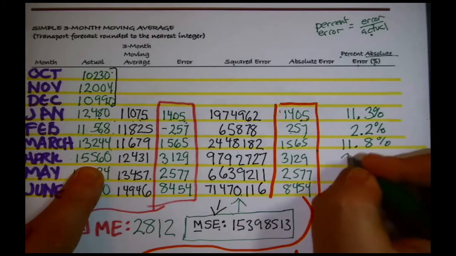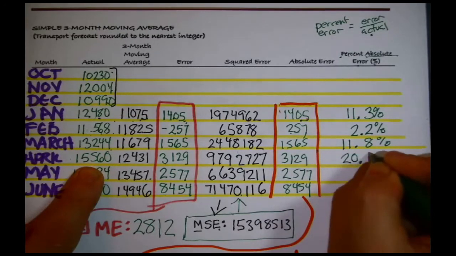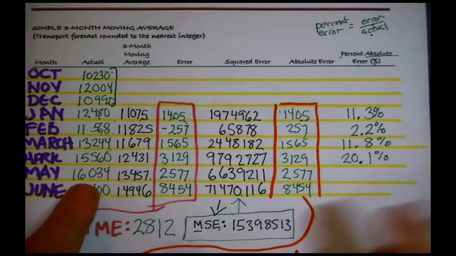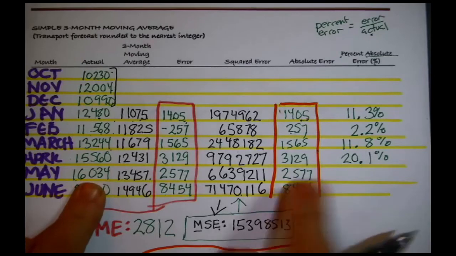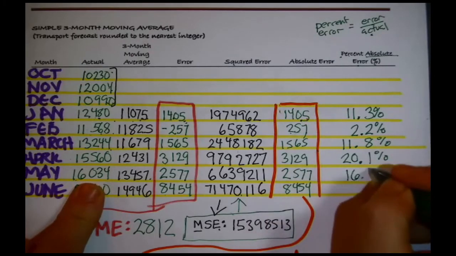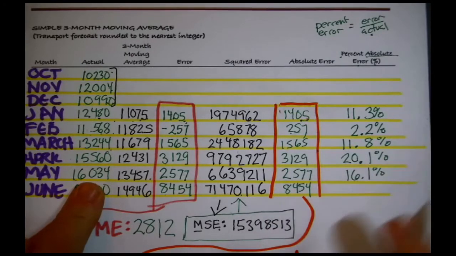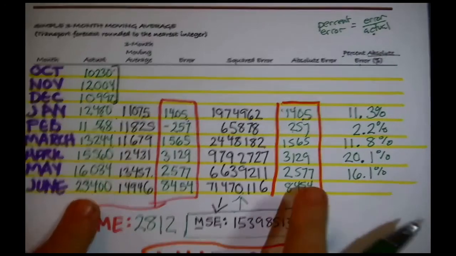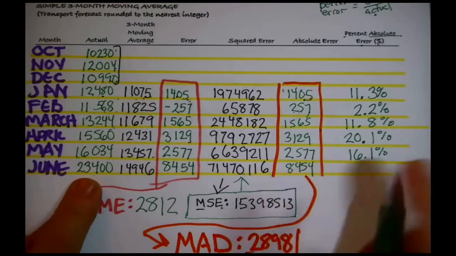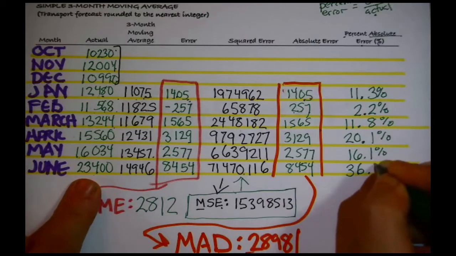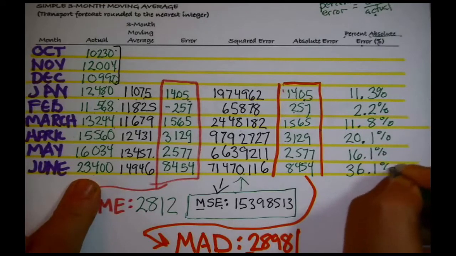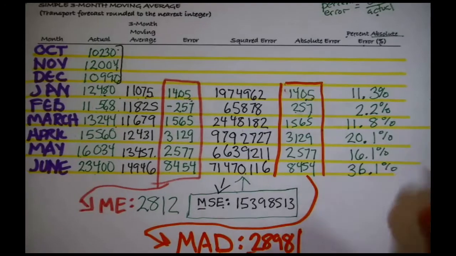20.1%. In May, that number divided by that number is an error of 16.1%. And then finally in June, this number divided by that number is a pretty big error. It's on the order of 36.1%.